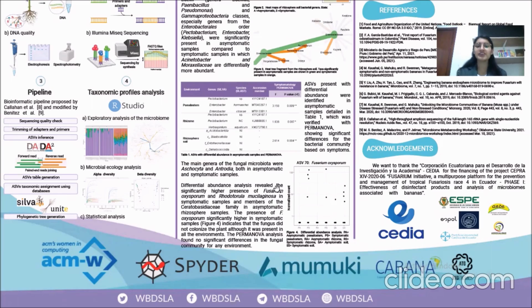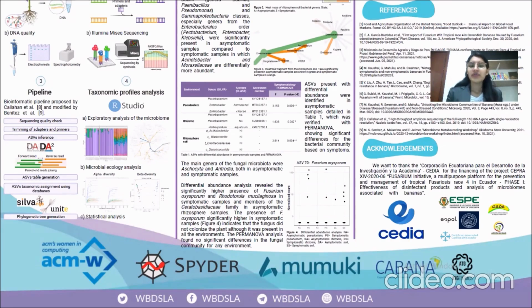The principal fungal genera found in the microbiota were Ascochyta and Anthracocystis, both in symptomatic and asymptomatic samples. The presence of Fusarium oxysporum was significantly higher in symptomatic samples, as you can see in figure number 4, which indicates that the fungus did not colonize the plants, although it was present in all of the environments.